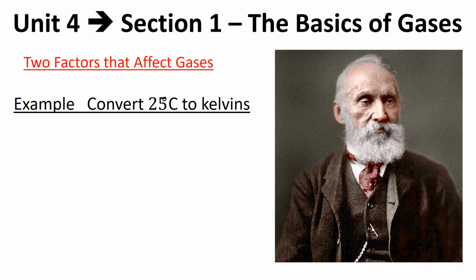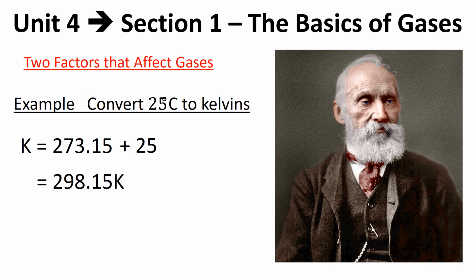Lastly, we're going to move on to converting. So let's convert 25 degrees Celsius to Kelvin. This is actually very easy to do. All you want to do is start with that magic 273.15 Kelvin, and add whatever value is in the question in terms of Celsius. So 25. You add them together, and 25 degrees Celsius would be equal to 298.15 kelvins.